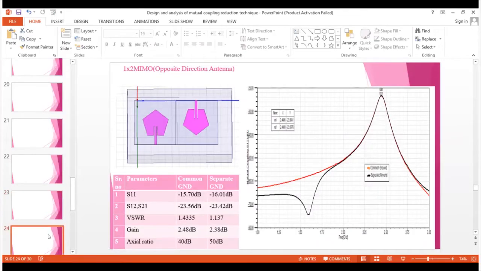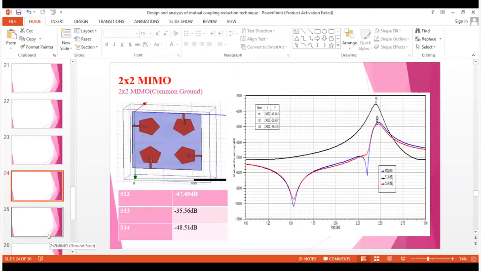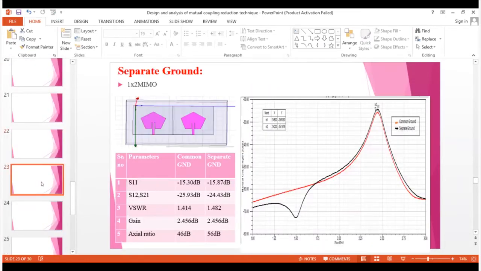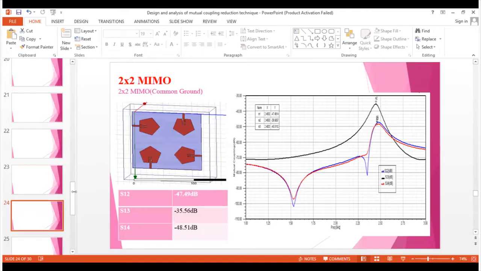These are the opposite antennas. Here is the 2:2 MIMO common ground. In the 2:2 MIMO common ground, there is no correction, and there is no current flow. The current flows from the first to the second antenna, incidentally flowing from one direction to another. There is no polarization between diversity.